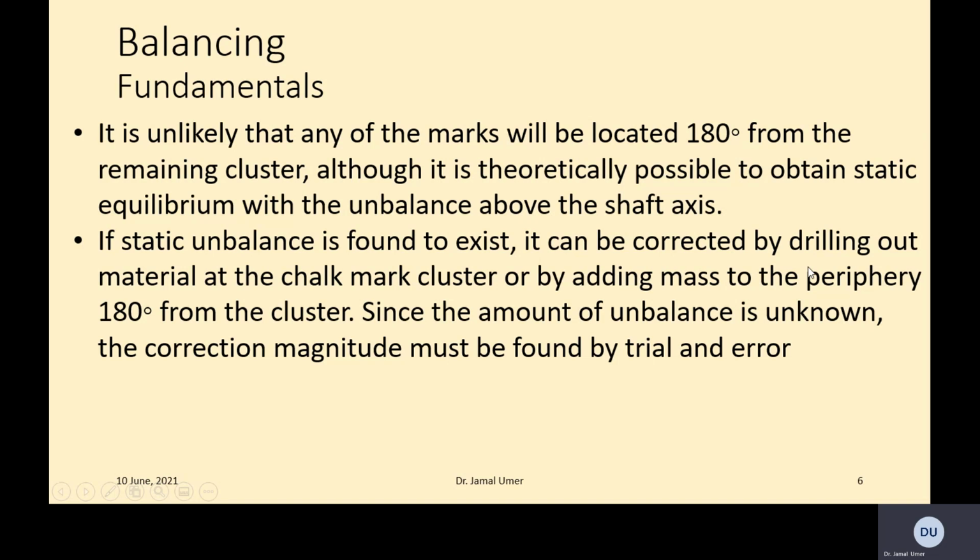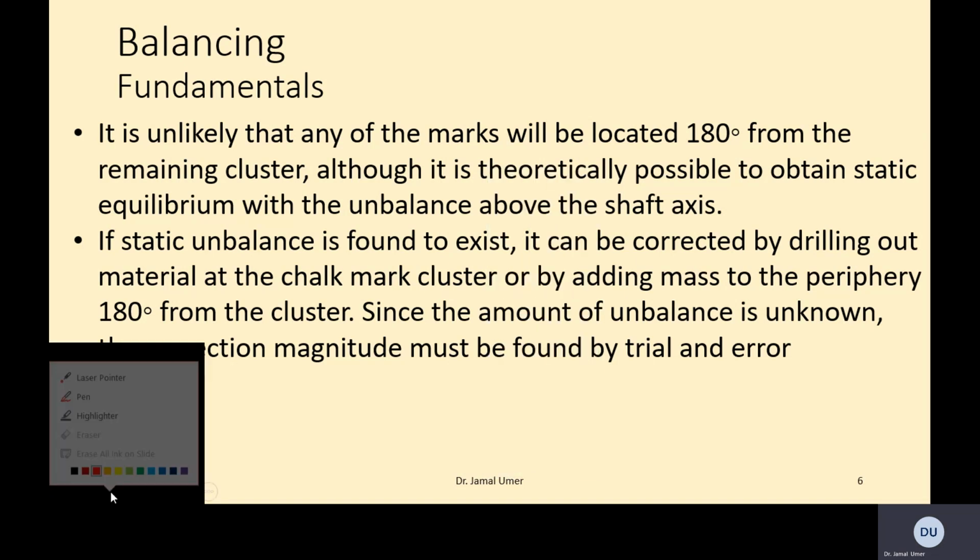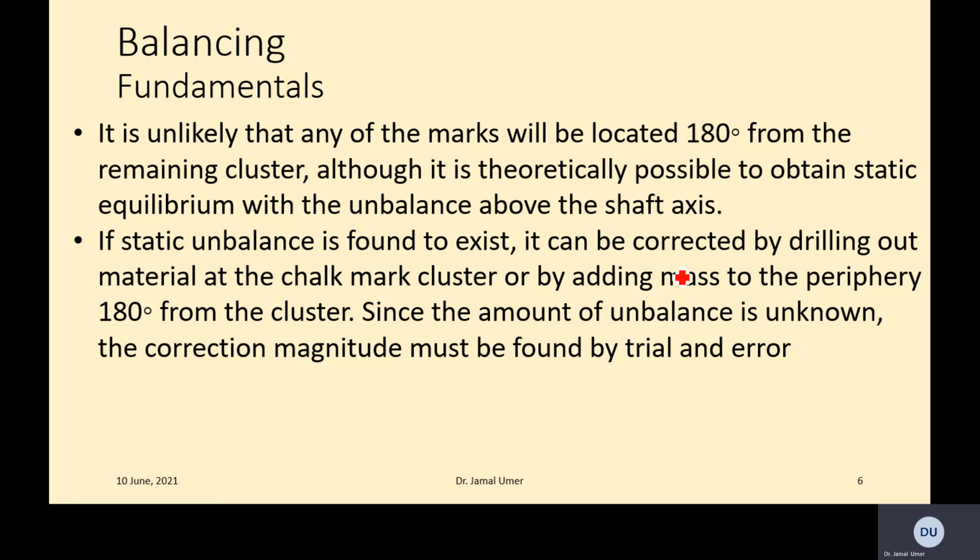What are the options now? By drilling out material at the chalk mark cluster, this is one option. What does it mean? You make a hole in the shaft, partial or complete. You are basically removing the material, which means you are reducing the mass where the cluster is, or by adding mass at the periphery 180 degrees from the cluster.